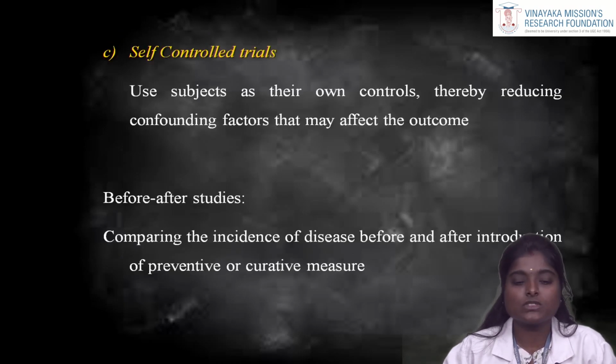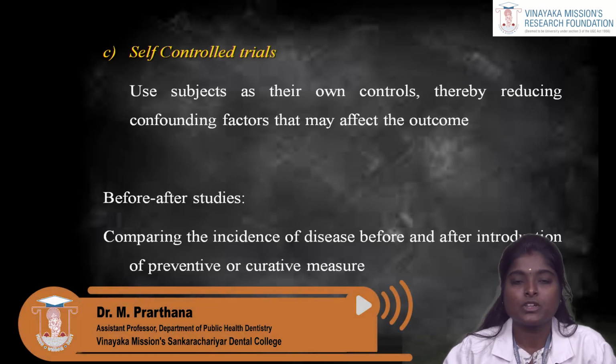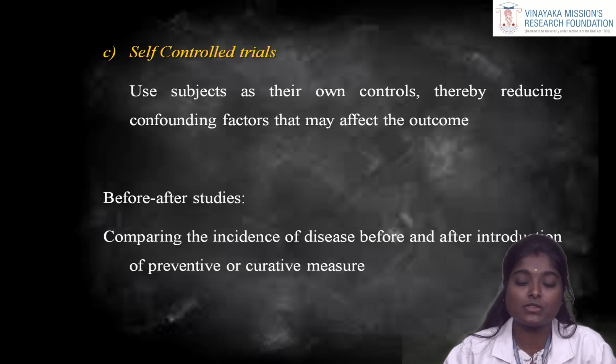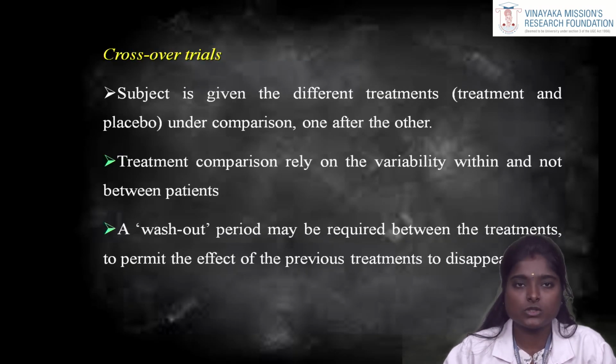Self-control trials use subjects as their own control, thereby reducing the confounding factor. For example, we have before and after studies, comparing the incidence of disease before and after introduction of a preventive or curative measure. So that is an example of a self-control trial. Then the crossover trial.